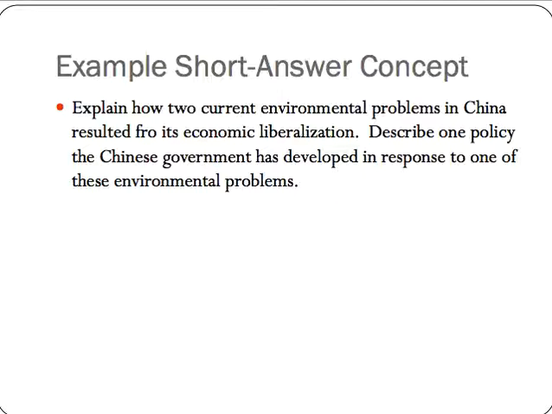Here's an example of a short answer. Explain how 2 current environmental problems in China resulted from its economic liberalization. Describe 1 policy the Chinese government has developed in response to one of these environmental problems.